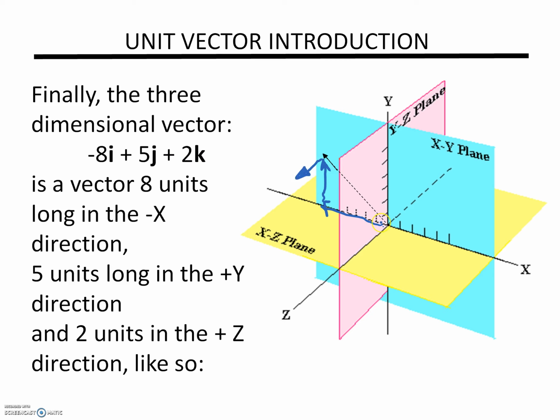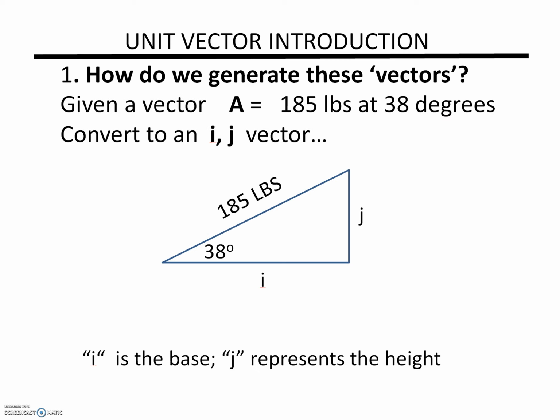So we have a vector. It's a little bit hard to show that. It's represented in this octant here of this dimension. Okay, so that's located in that octant there. So how do we generate these vectors? Well, as you saw, it was a right triangle. So if we have 185 pounds at 38 degrees, we want to break it into a base and a height, essentially. And i is the base, j represents the height.